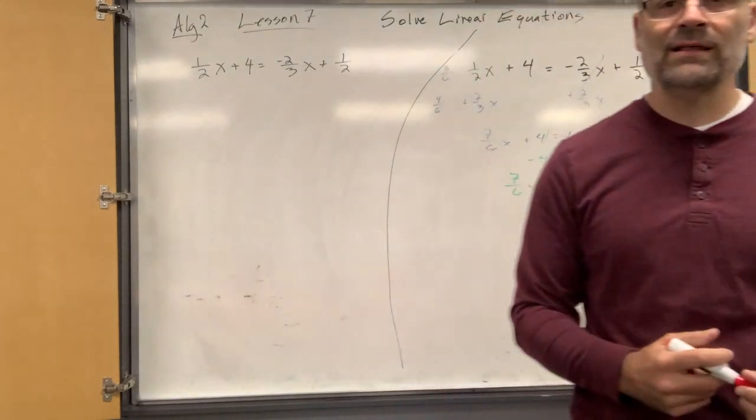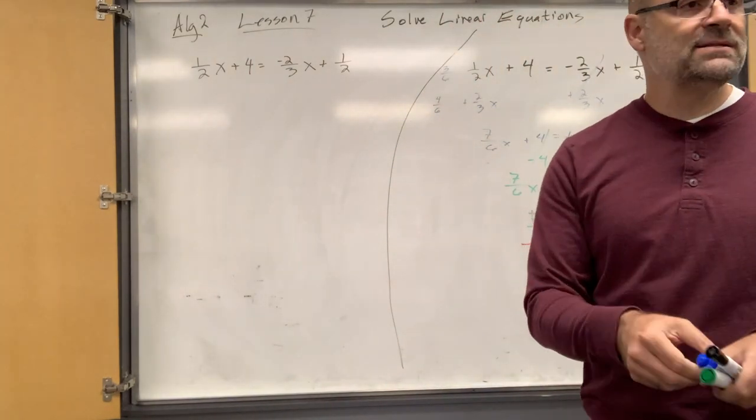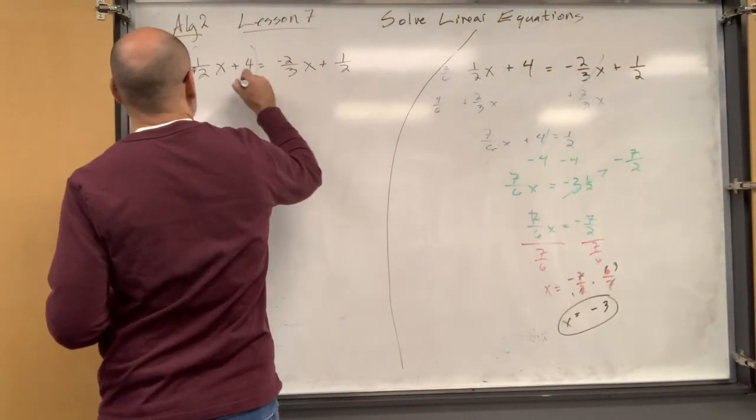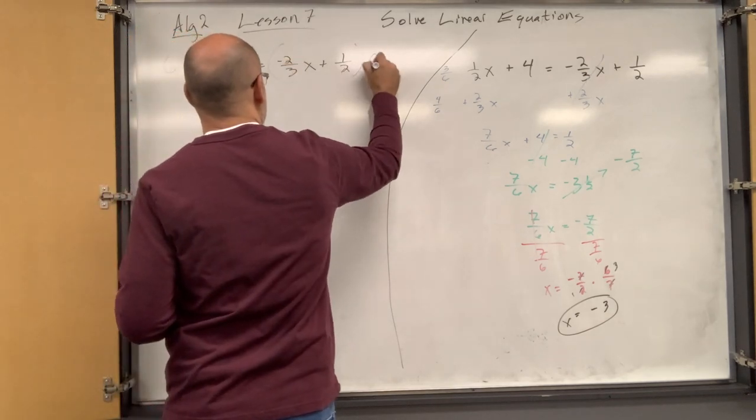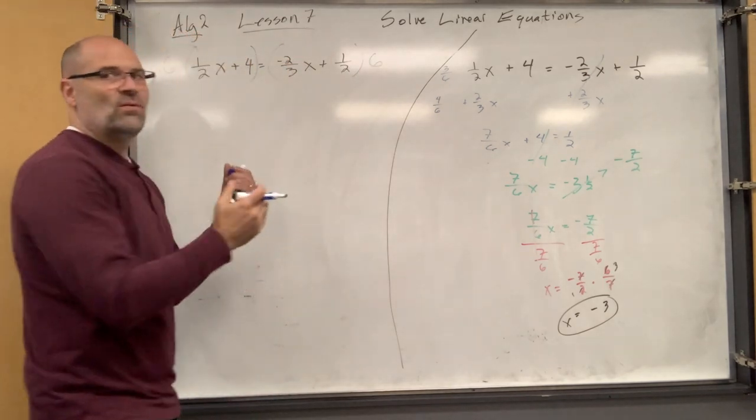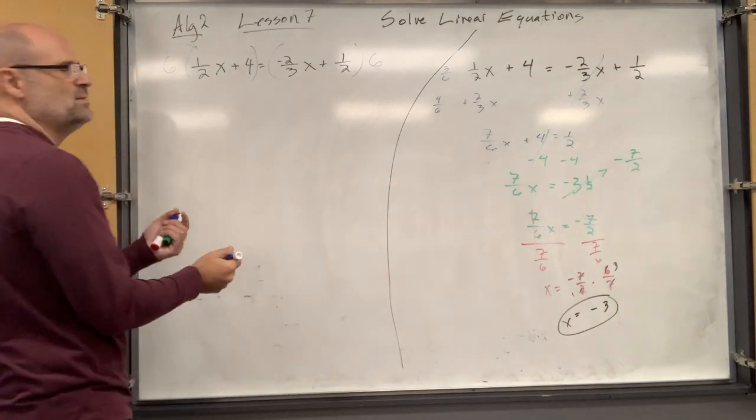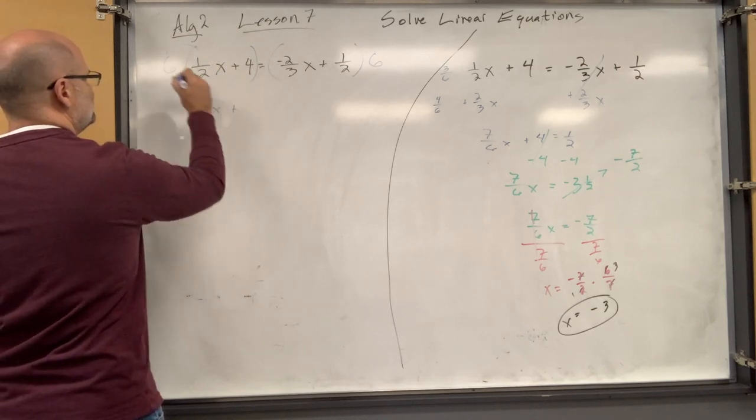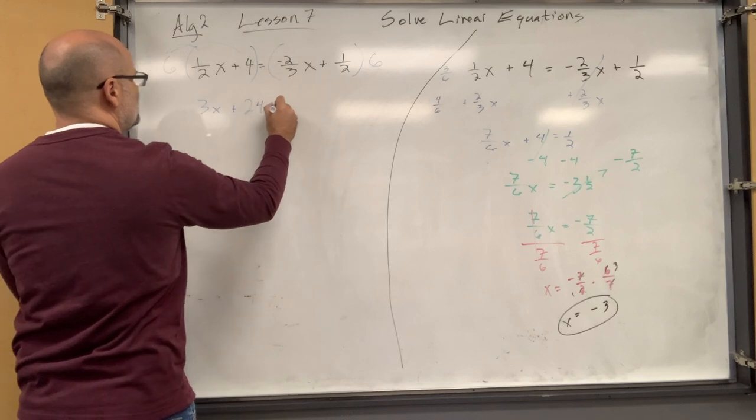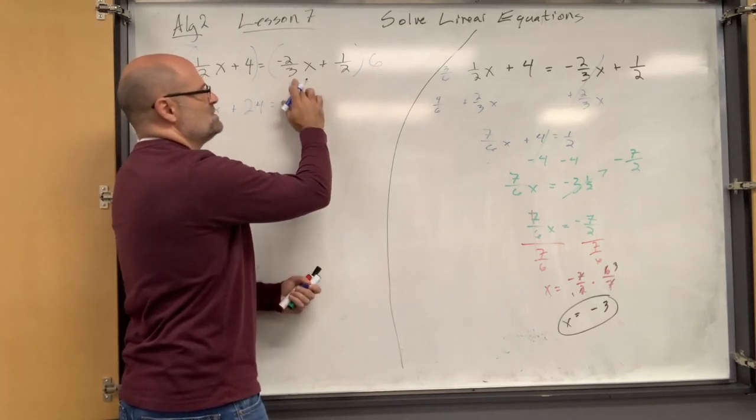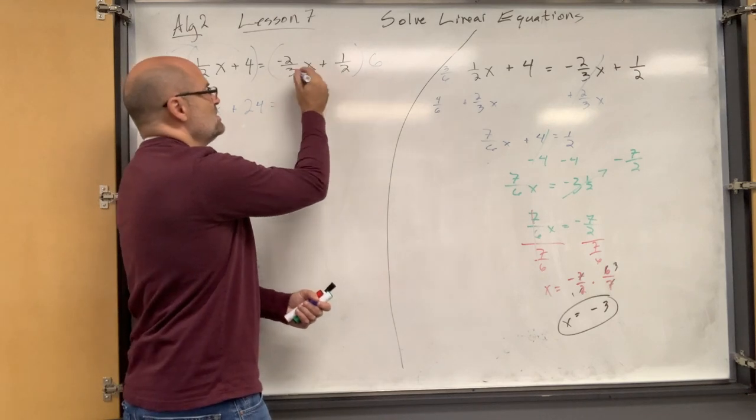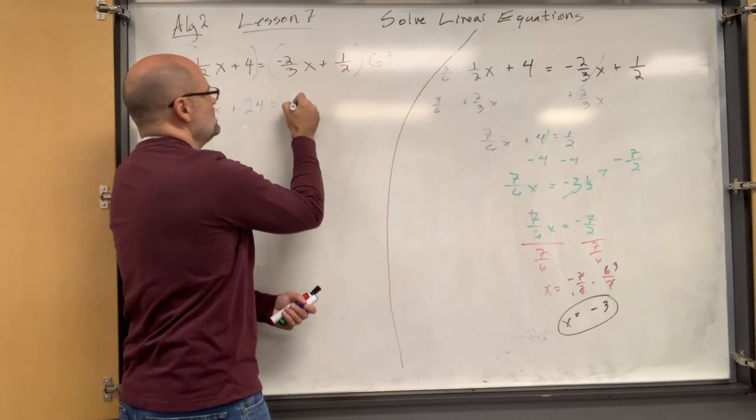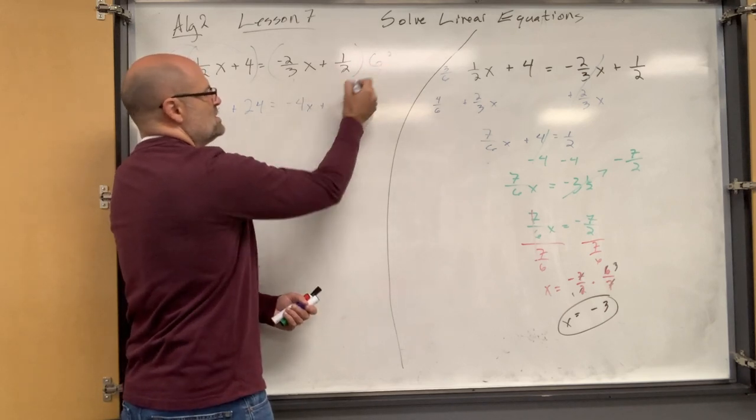So I'm going to multiply by the F-bomb. The F-bomb is the common denominator. What's the common denominator of 2 and 3? 6. So if I multiply both sides by 6, here's what happens. What's 6 times 1/2 x? Can you do that in your head? Yeah, so it's 1 and 3. So that's just 3x, plus 6 times 4 is 24. You're basically canceling the 6, so that's like a 1 and a 2, right? So then negative 2 times 2 is negative 4x. Then 1 half times 6 is just 3.